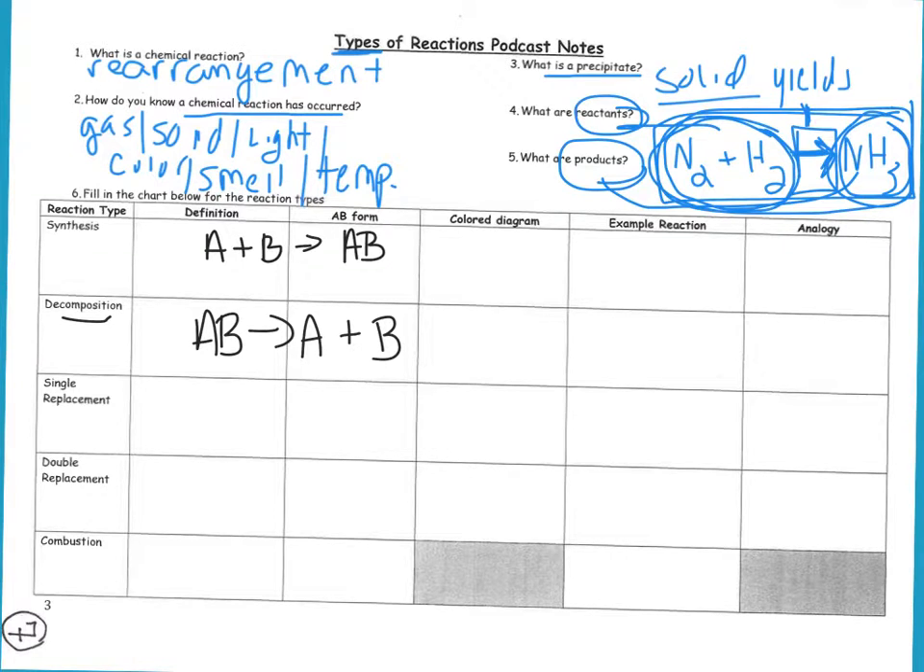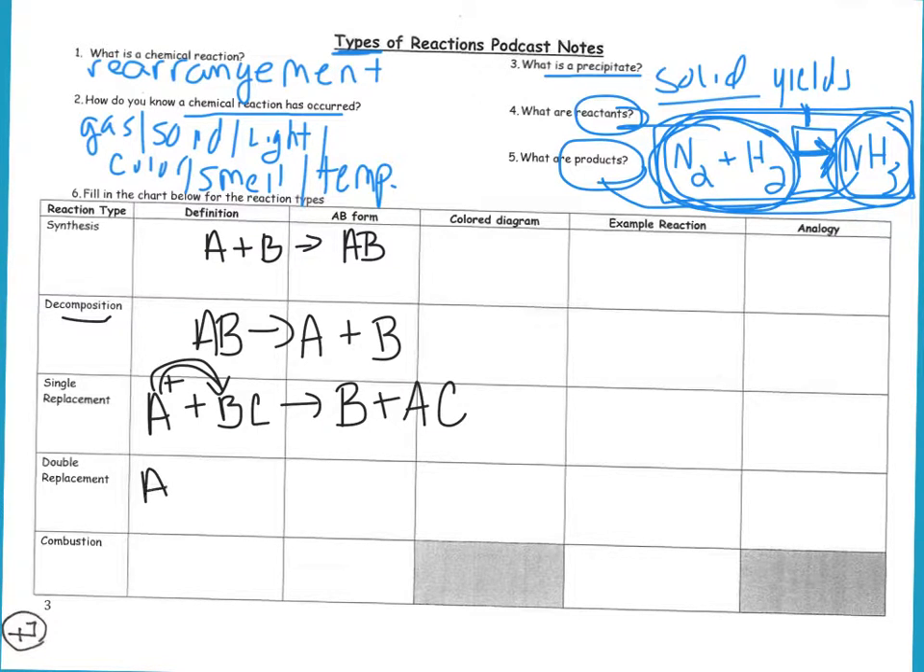Now, in a single replacement, there's usually one lonely guy, and there's oftentimes a compound with a cation and anion component, and then usually this single guy is positive. It's a metal, it's a cation, and so it's going to change places with the other cation, making B kind of kicked out, and then AC. And this is a very basic way of describing a single replacement.